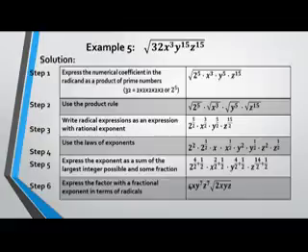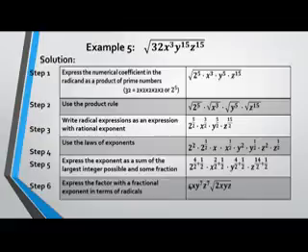Our step 2 is to use the product rule. So this will become square root of 2 times square root of x cubed times square root of y to the power of 5 times square root of z raised to the power of 15. Step 3 is to write the radical expression into a fractional expression with a fractional exponent. So this will become 2 raised to the power of 5 over 2 times x to the power of 3 over 2 times y raised to the power of 5 over 2 times z raised to the power of 15 over 2.